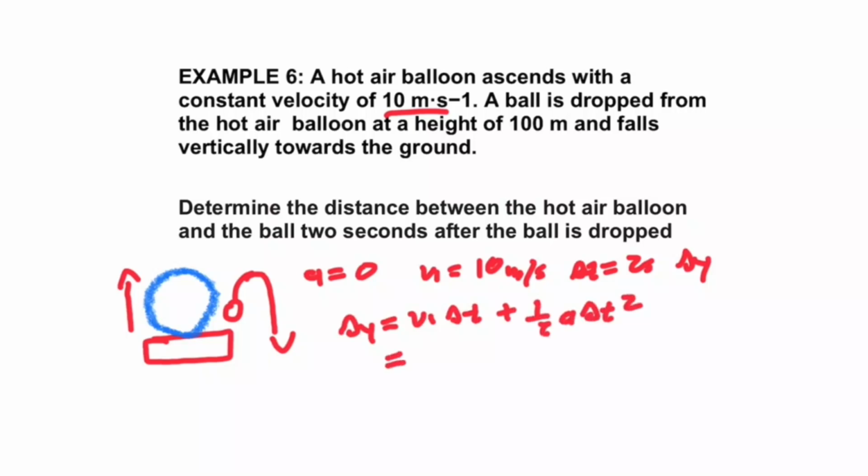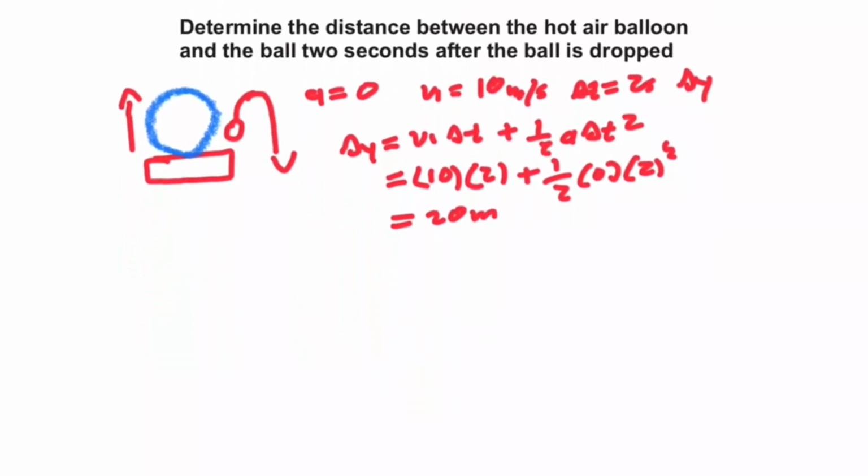So delta y will be equal to the initial velocity of the hot air balloon, that is 10 meters per second, multiplied by 2, which is the time, plus a half, the acceleration is 0, multiplied by 2 squared. So delta y will be equal to 20 meters. After 2 seconds, the hot air balloon has covered 20 meters. That is the displacement of the hot air balloon. Let's now go ahead and take a look at the displacement of the ball.